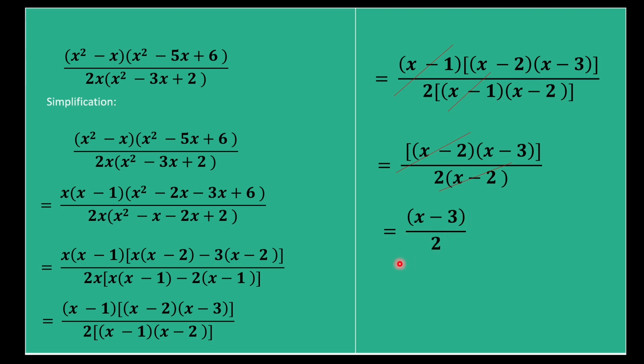So finally we can write this expression as (x − 3)/2, and this is the simplest form of this given expression, and you cannot simplify it further. So this is the simplest form and this is your answer.